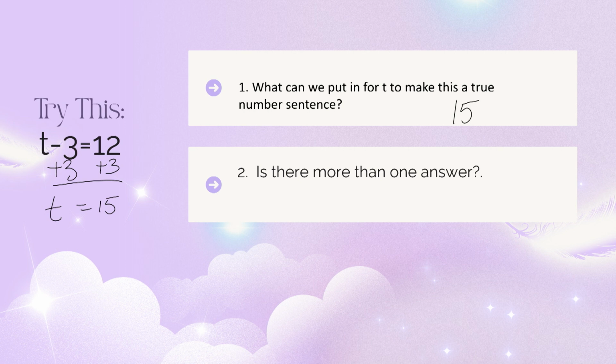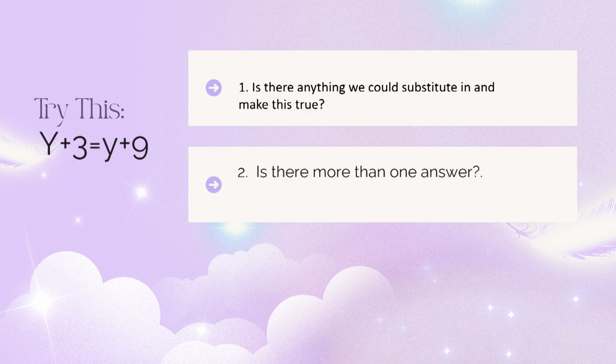Is there any more that can make this true? Is there any more answers, or is there just one answer? There's just one answer, because 15 minus 12 equals 3. There's nothing else that I can say this minus 3 is going to equal 12. So I'm going to put 15 as what I'm plugging in. Is there more than one answer? Nope, there's just one. All right, go ahead and try this one by yourself.